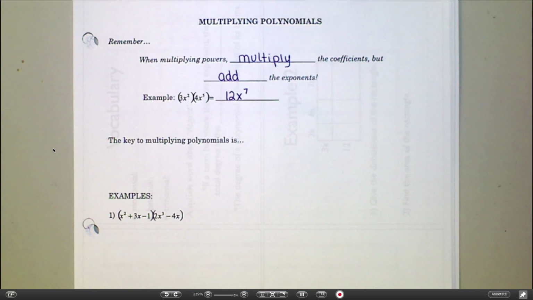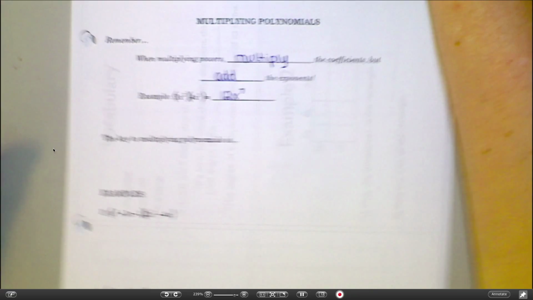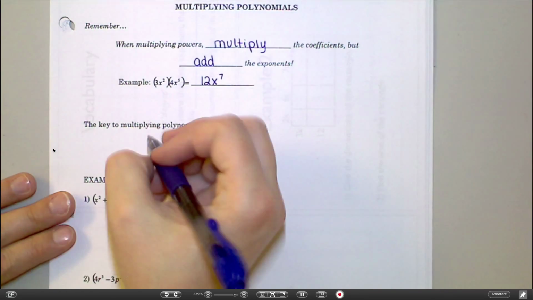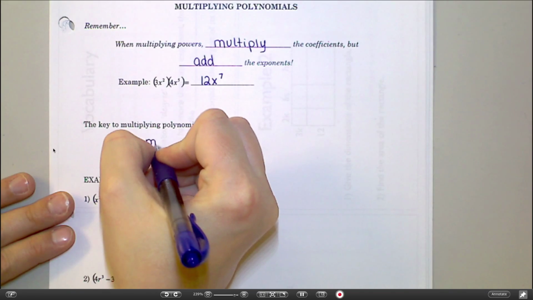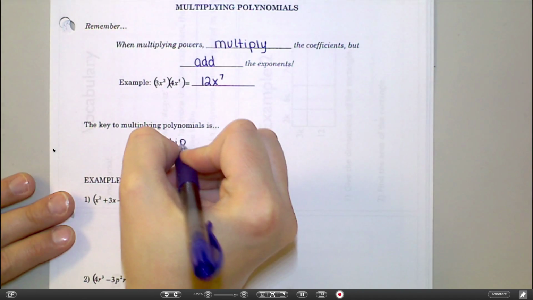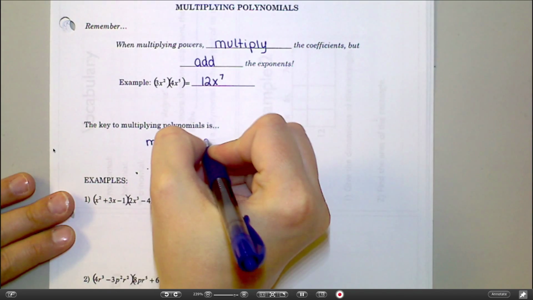Okay. The big key to multiplying polynomials, and there's a couple different ways you can do this to keep it straight, is multiply everything by everything. And you'll see what I mean by that in just a minute.